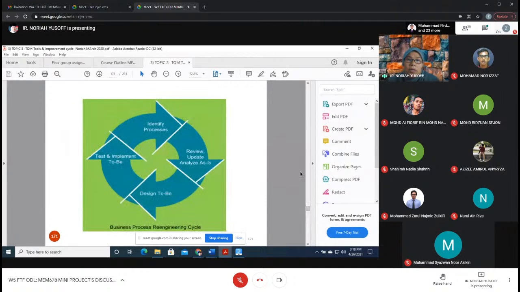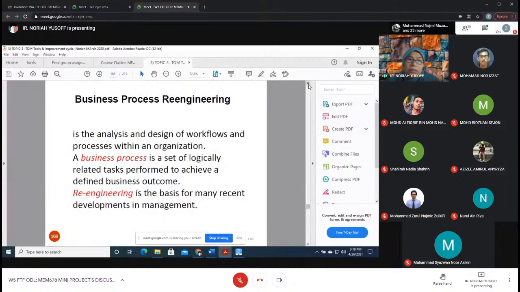Next is about business process re-engineering. I did not touch on this previously, but you can have a good read under these slides. In the syllabus, I just need to briefly mention business process re-engineering, not in detail, because if I were to cover BPR, it would take another syllabus. It's long actually. It is the analysis and design of workflows and processes within an organization. A business process is a set of logically related tasks performed to achieve a defined business outcome.